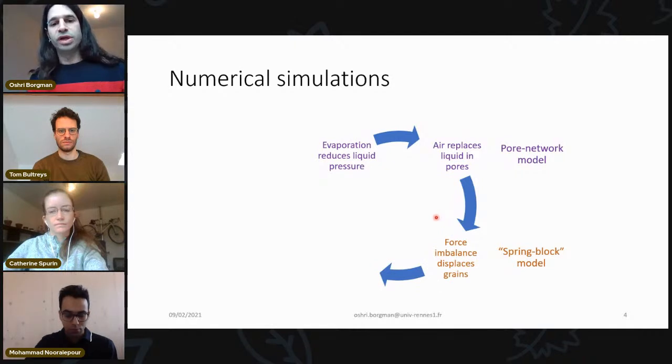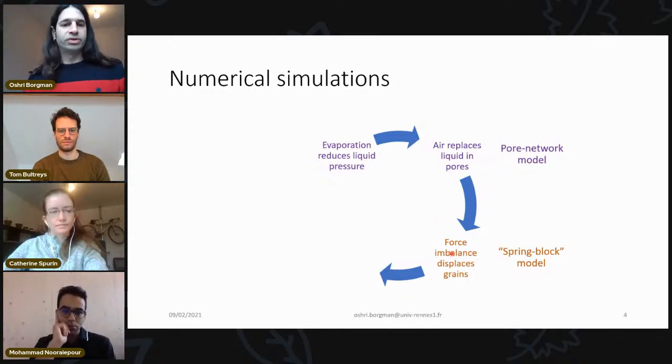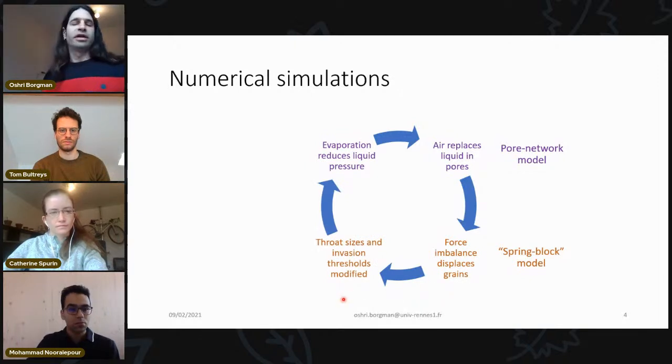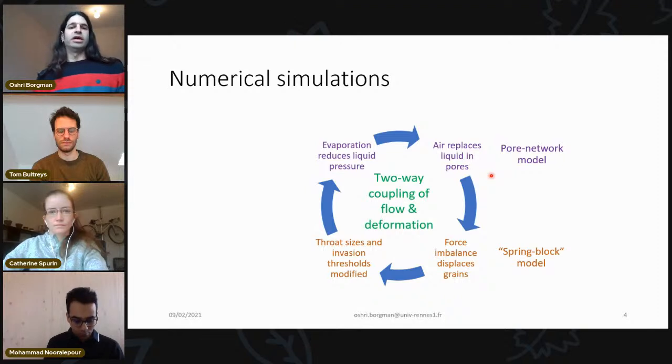And that will create a temporary force imbalance on the grains close to the displacement region. And to resolve this force imbalance, the grains are slightly displaced, and these very slight displacements of grains can modify throat sizes and invasion thresholds. And this can impact the location of the next fluid displacement event. So in this way, we have this two-way coupling of flow and deformation, flow of the fluids and the deformation of the solid matrix.